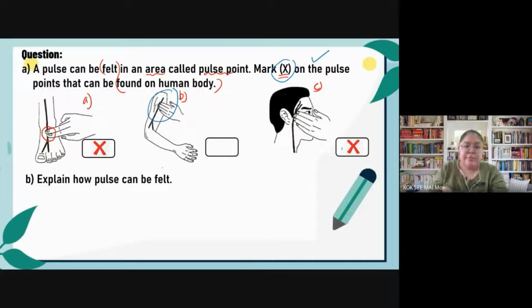Then B, explain how the pulse can be felt. Why can you feel the pulse at all these parts? Then you must talk about the artery. When your heart beats, the pulse goes through the artery, and the artery is at the surface of the skin. You must mention the surface of the skin. Then you can feel the pulse rate. If it is under the surface, you cannot. For example, this muscle is too thick, so the artery is deep at the bottom. That means you cannot feel it.